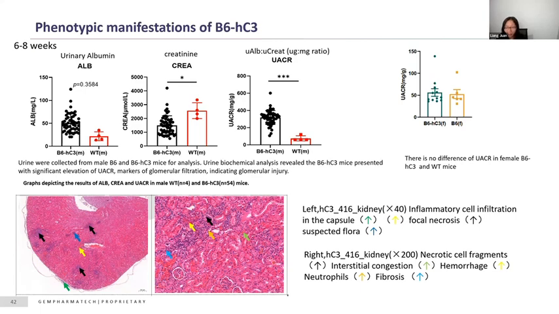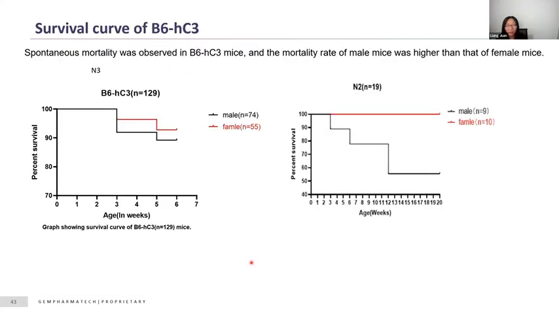And the pathological study also showing the inflammatory cell infiltration in the kidney in the humanized C3 mice. We also observed the spontaneous mortality in B6 humanized mice, and the mortality rate of male mice was higher than that of the female mice. As shown by this data, these humanized C3 mice could be very helpful to evaluate the drugs targeting for human C3.